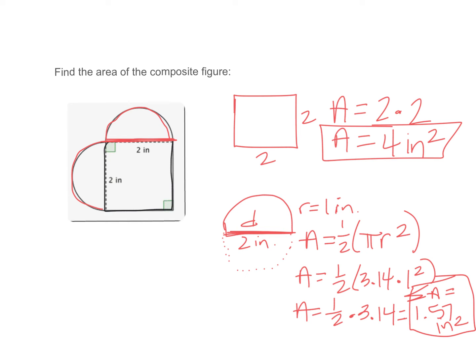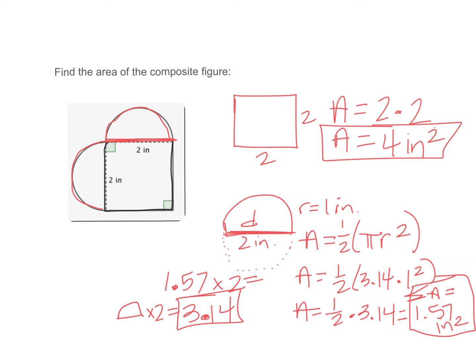So now I ran out of room, so I'm going to do this over here. I'm going to do 1.57 and I'm going to times it by 2. Which I just did 3.14 times a half, and I got 1.57. So I know that it's going to equal 3.14, but let's look. 1.57 times 2 is 3.14. So that's what it is for both of the semicircles, okay? So I'm going to write that here so I remember. Semicircle times 2. Okay, and then we are going to add those together.